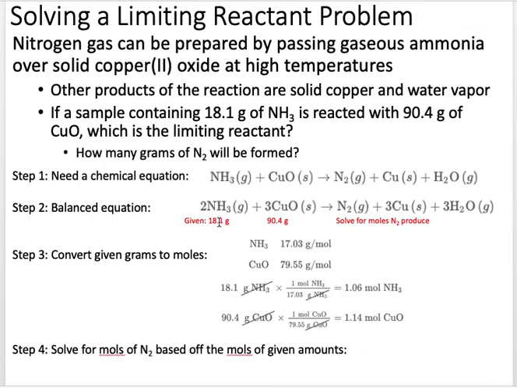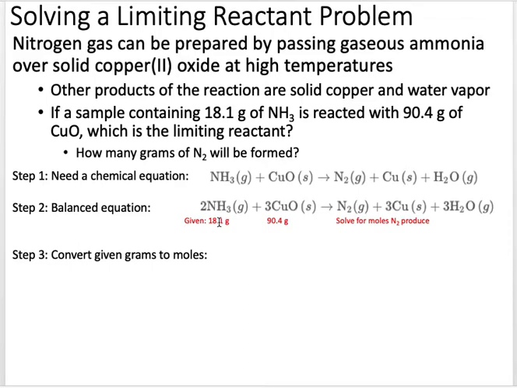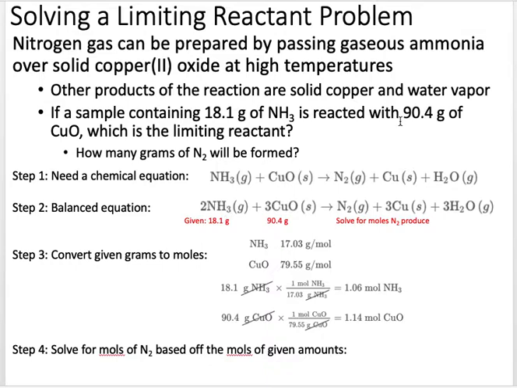So go ahead and convert the 18.1 grams of the ammonia gas and the 90.4 grams of the copper 2 oxide into moles. Again, pause the video, try this out on your own. Okay, so we need the molar masses of both of our reactants, and then we can go through and do dimensional analysis to identify that I have 1.06 moles of NH3 and 1.14 moles of our copper oxide. So now I'm in moles.